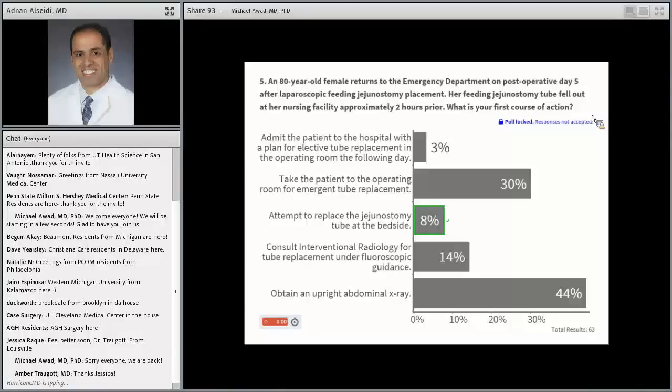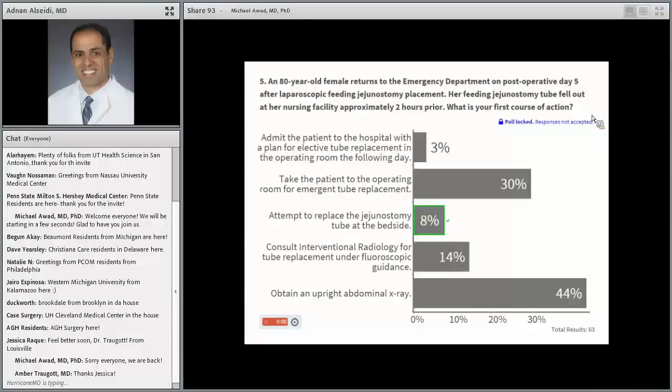So going over each one of these in detail: admit the patient and wait till the next day. That's not ideal for a patient whose feeding tube falls out prior to day 10. Usually 10 days is kind of the cutoff. After 10 days, it's okay to wait and do this selectively.